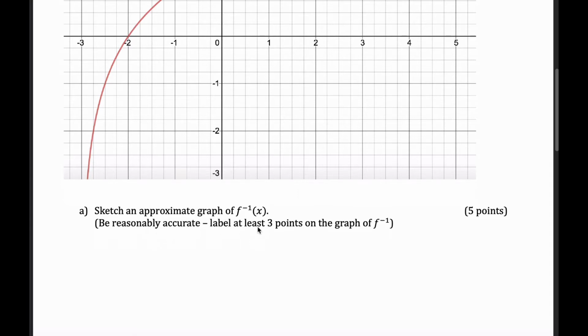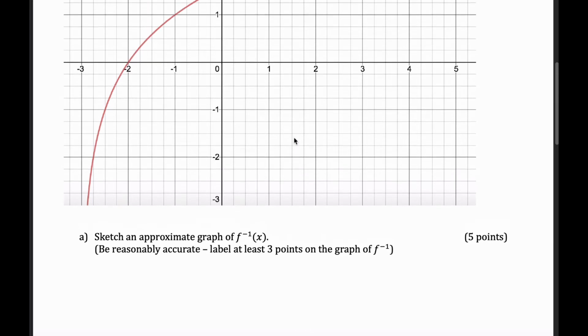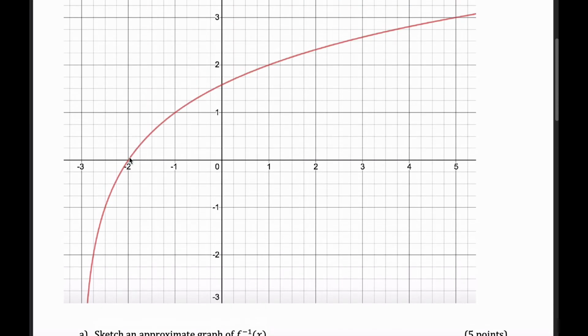I even try to hint at that in this little parenthetical comment where I say label at least 3 points on the graph of f inverse. If you notice, for example, that the point (-2, 0) is on the graph of f, what that means is the point (0, -2) must be on the graph of f inverse. One way you can think about an inverse function relative to a function is we're switching inputs and outputs. Since the input is the x coordinate and the output is the y coordinate, all I have to do is switch the x and y coordinates of a bunch of different points.